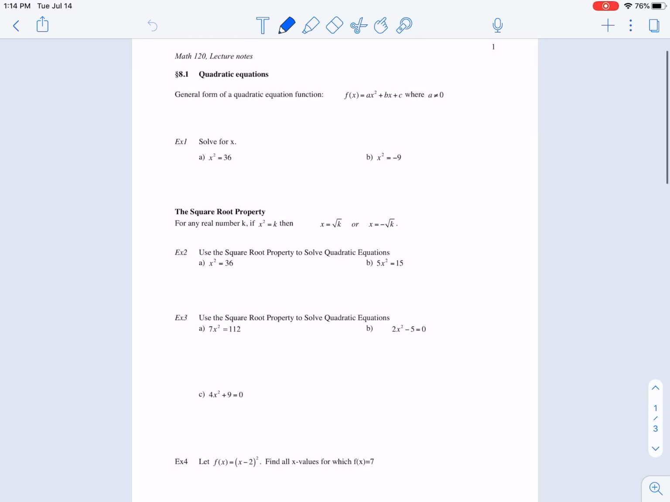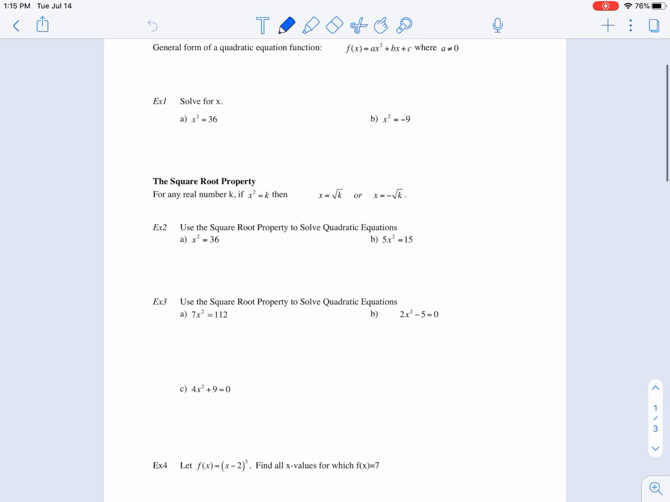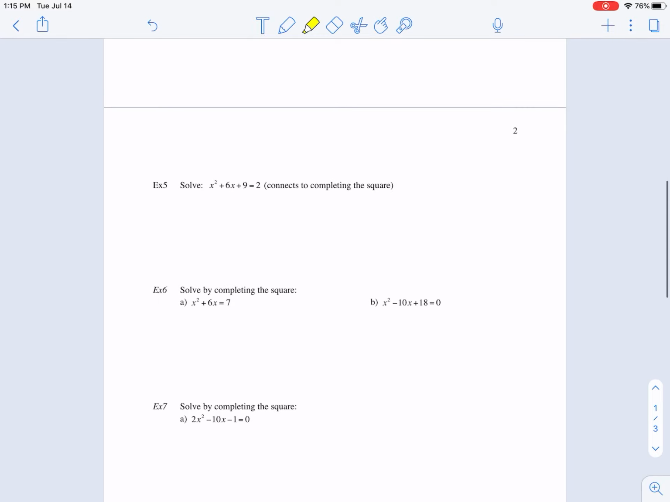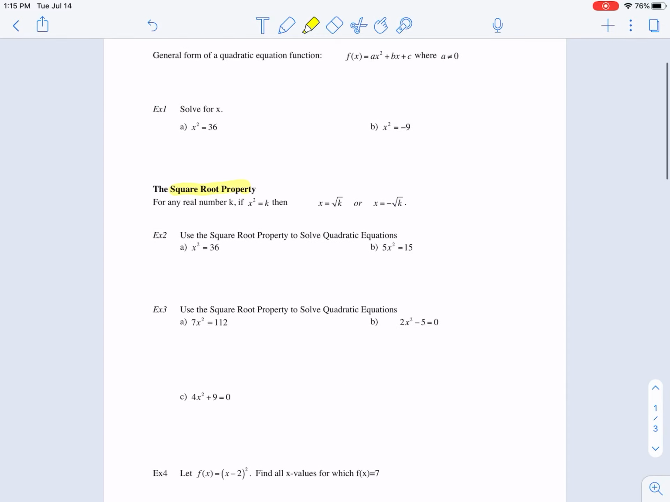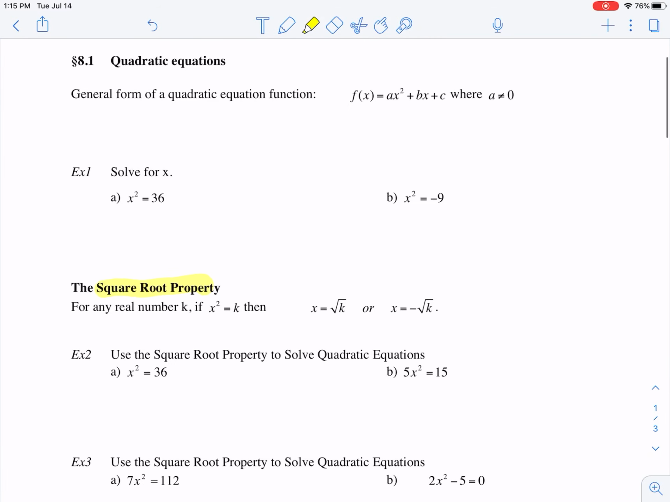Alright guys, so in this video we're going to learn how to solve quadratic equations using the square root property, and then also using the completing the square method. So a quadratic equation in the general form is going to be ax squared plus bx plus c, where a is not equal to 0.